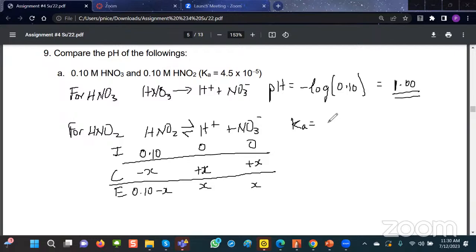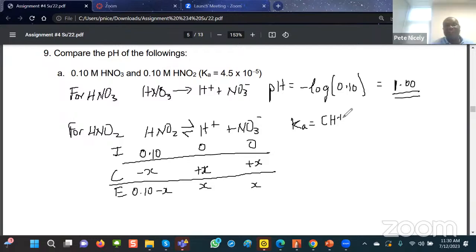Okay, very good. But just to make sure that everybody understands what's going on, I'm just going to write down, oh, by the way, this should be NO2, not NO3. So this should be NO2 minus over HNO2.